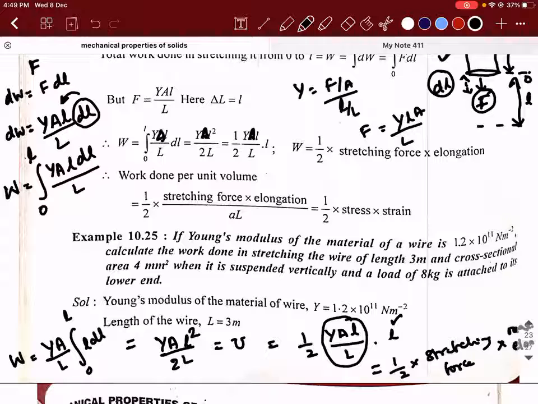Sir, why can't we write L by L? No, sir, never mind, sir. Okay. Right. Is this done?